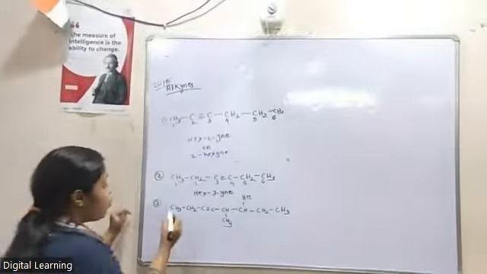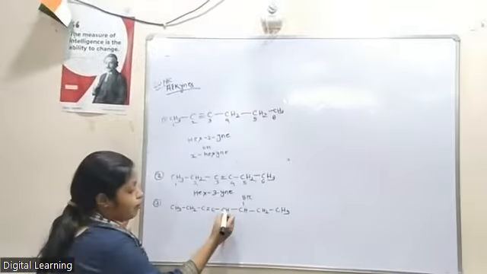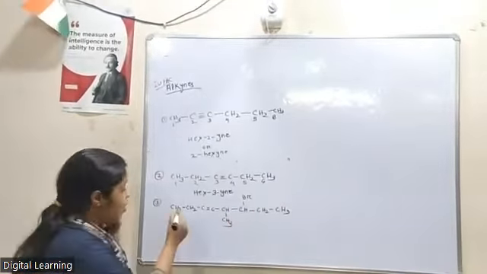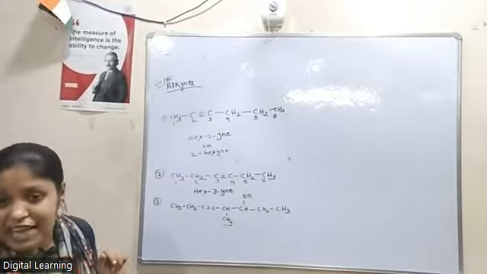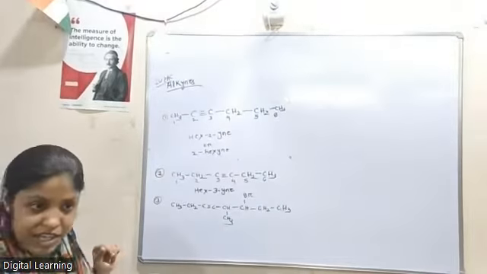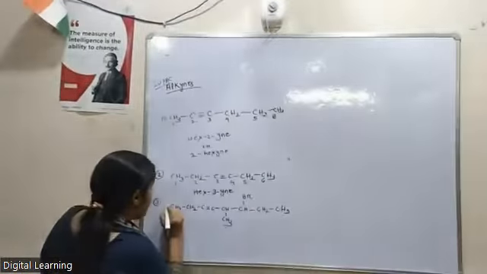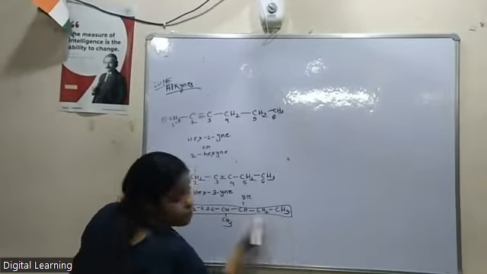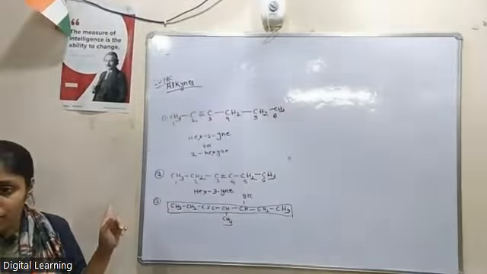Okay, so 1 2 3 4 5 6 7 8. This is one type of chain. 1 2 3 4 5 6. This is also a type of chain. So which will be the longest carbon chain? The 8 carbon containing chain is the longest carbon chain. So this is the main carbon chain.